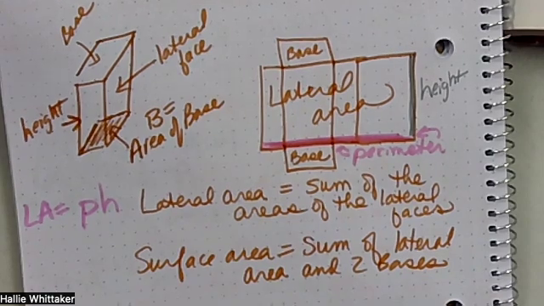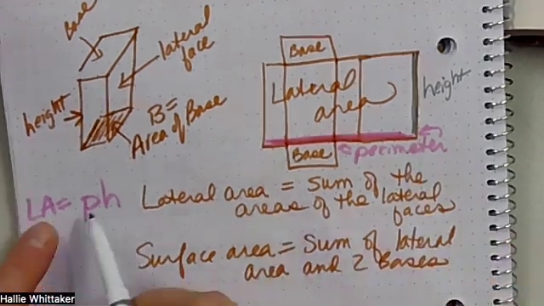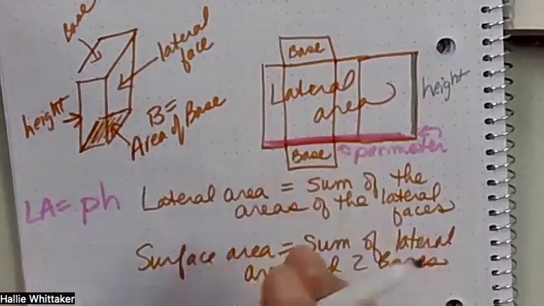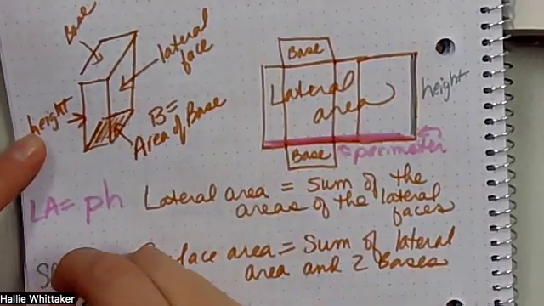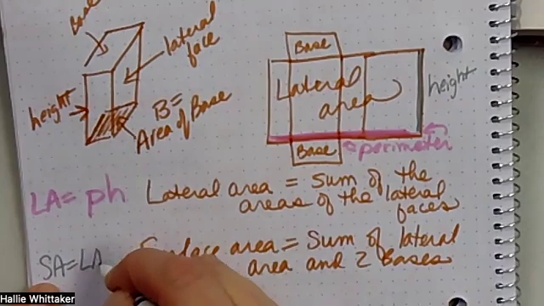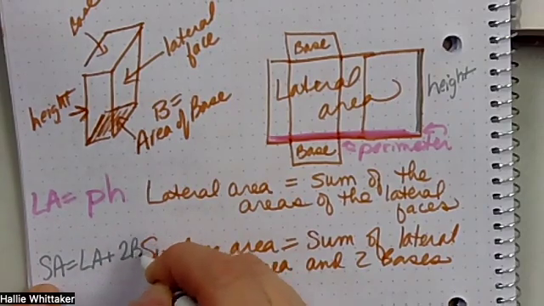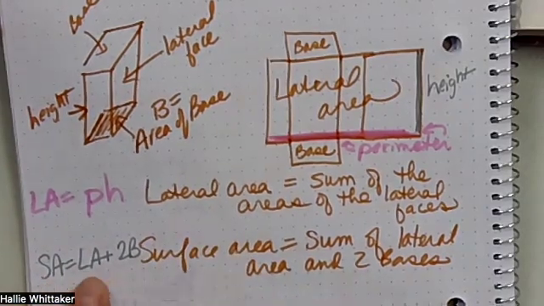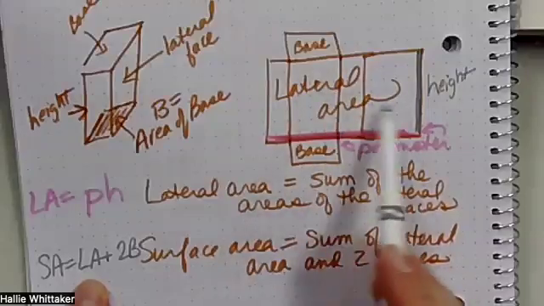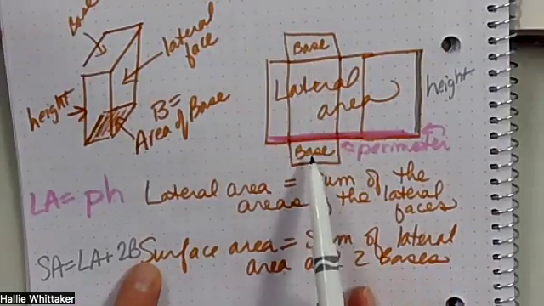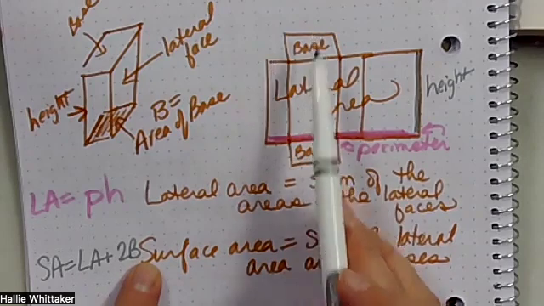Oh, goodness, this is going too fast. Once you find the lateral area, then the surface area is going to be the lateral area plus 2 times the base. So you find this whole lateral area, and then you add the two bases to it.